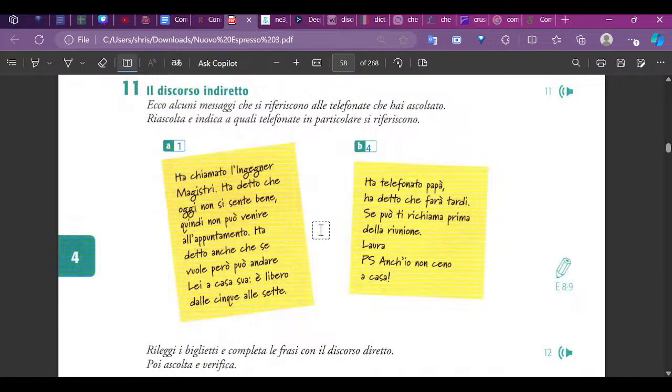3. Pronto? Pronto. Buongiorno, sono il dottor Borgelli. Potrei parlare con la signora Nardini? Sì, un attimo, gliela passo subito.